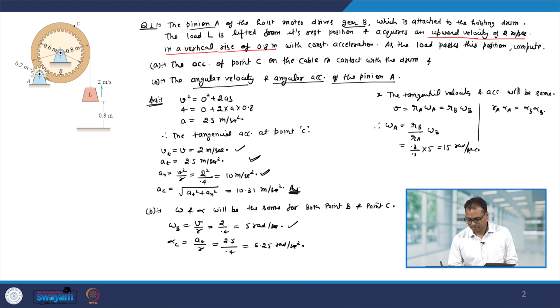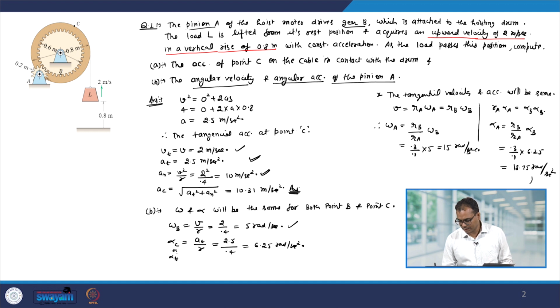radian per second. Okay. Now, alpha A will be R_B divided by R_A into alpha B. Now, R_B and R_A are known, alpha B will be equal to alpha C or alpha B. So, that is 6.25. So, this comes out to be 0.3 divided by 0.1 into 6.25, and that is equal to 18.75 radian per second square. Now, let us look at another problem statement.